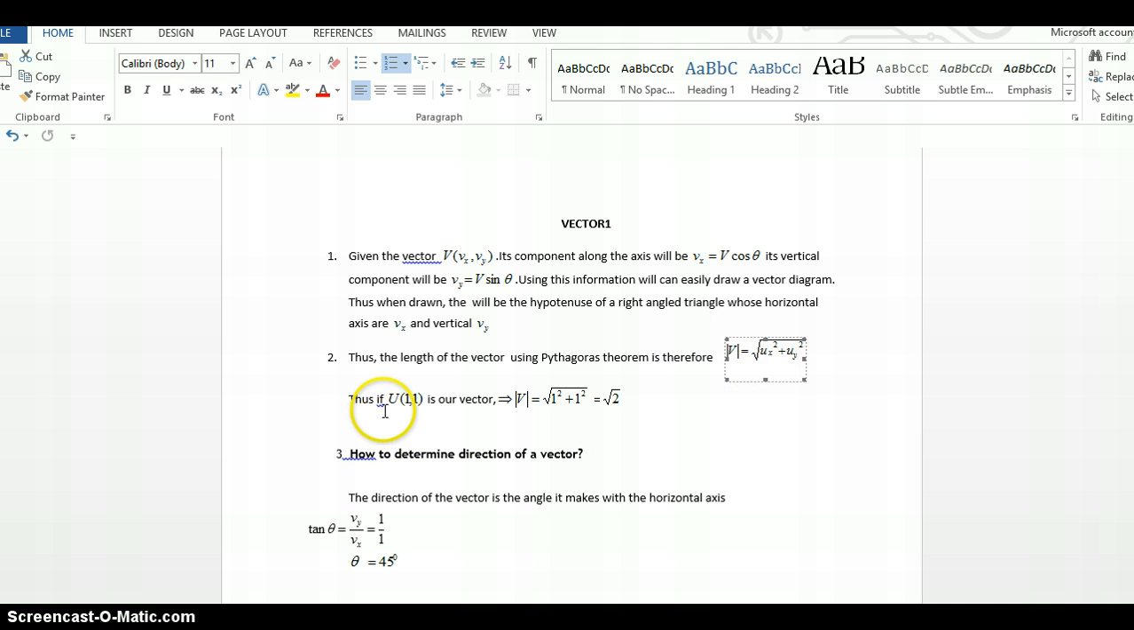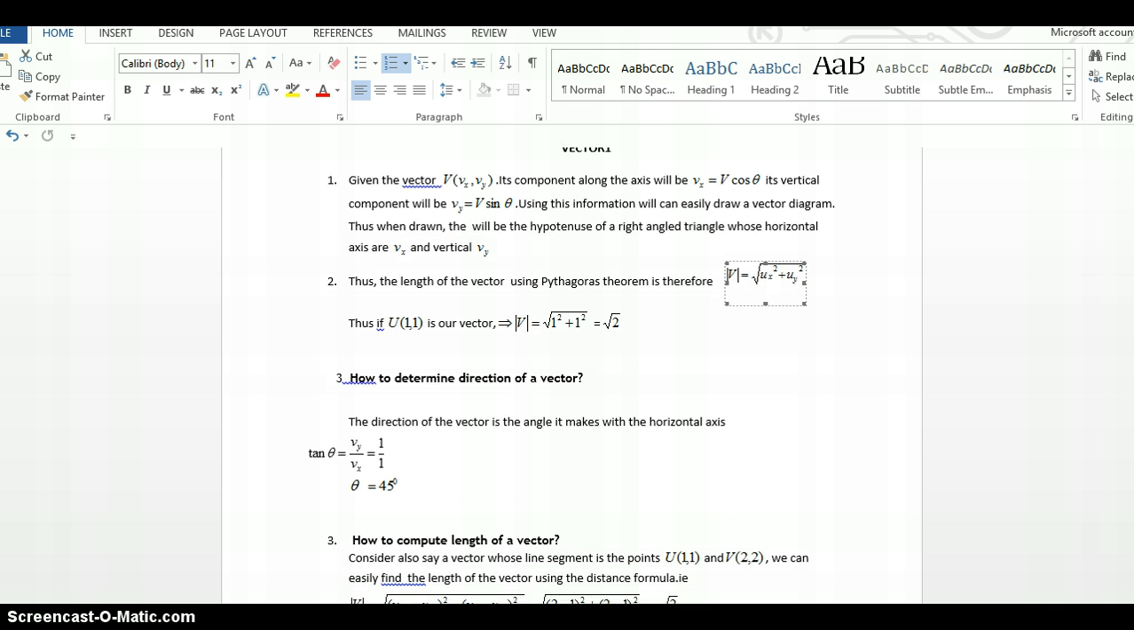Thus, if we have u to be (1, 1), then the length of our vector is the square of 1 plus the square of 1, and taking the square root of the result gives us root 2.